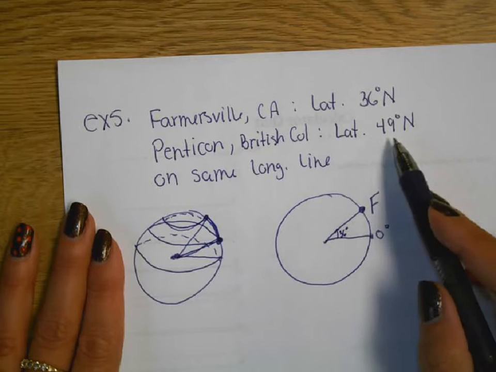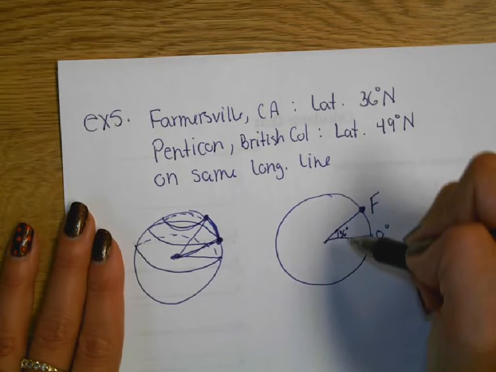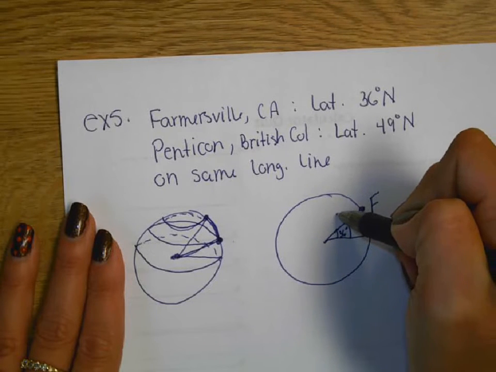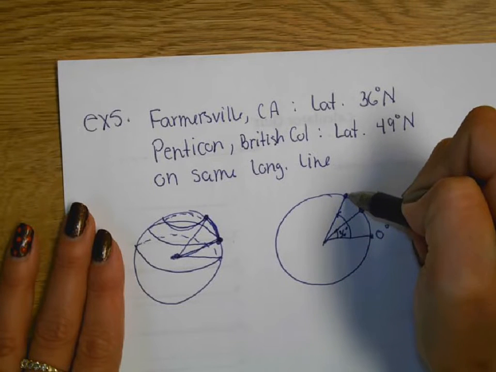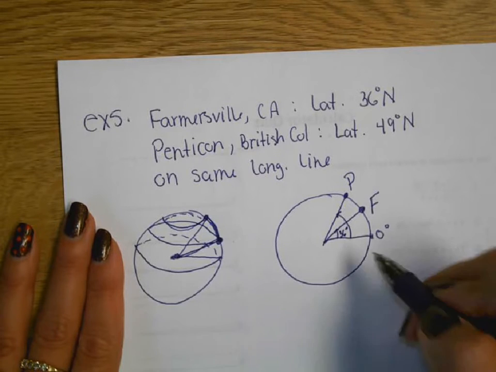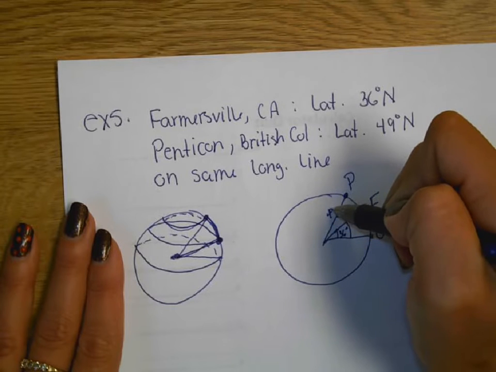Penticton, British Columbia is 49 degrees north of the equator. So I start at the equator. This time I'm going to go up 49 degrees. Kind of exaggerating things a little bit here, but that will be Penticton, British Columbia. That big rotation from the equator up is 49 degrees.